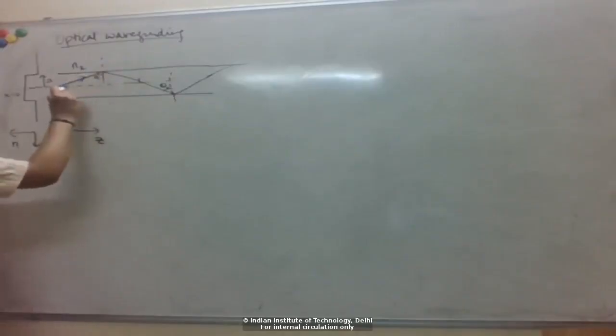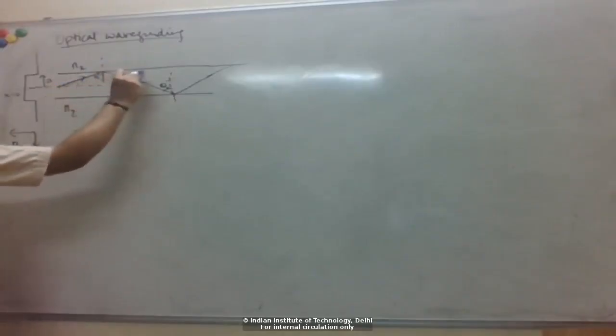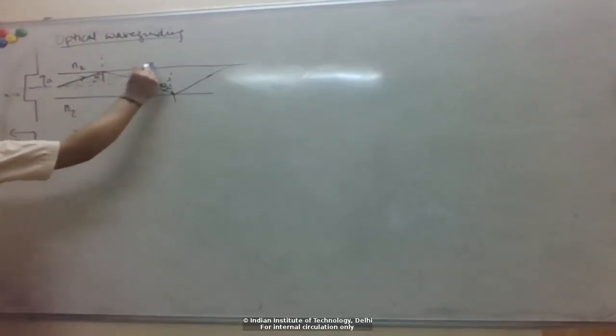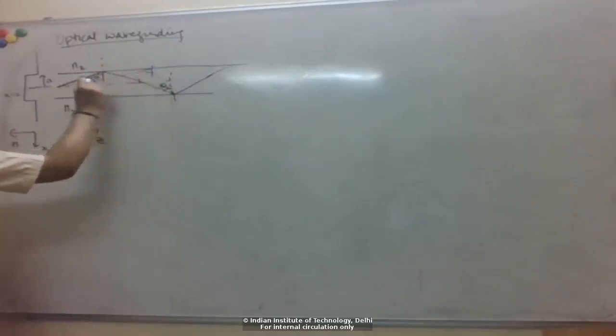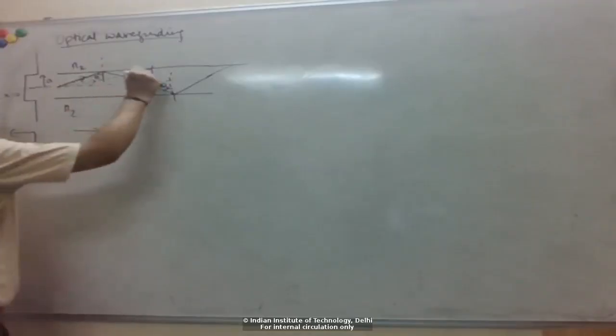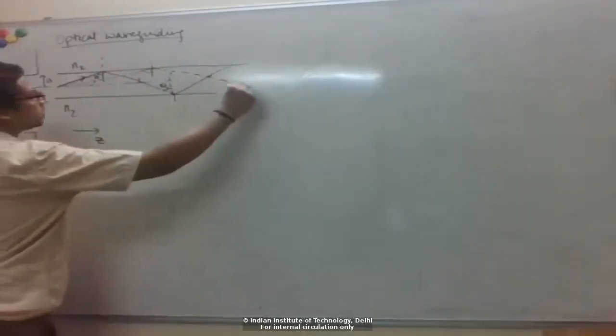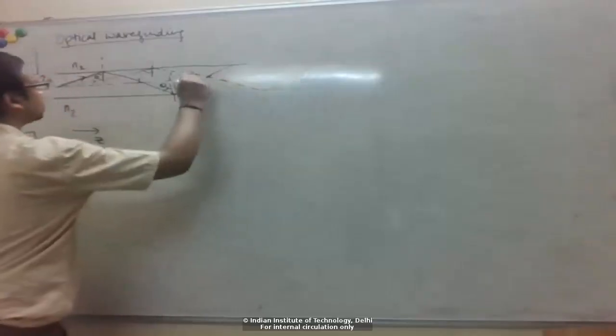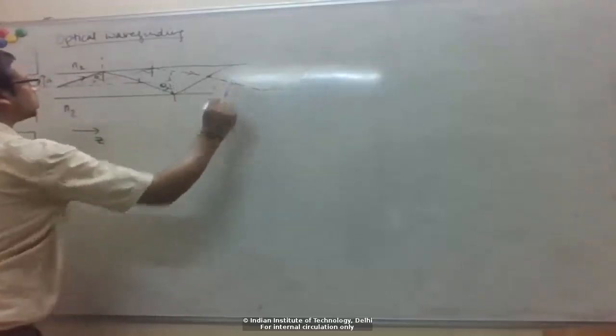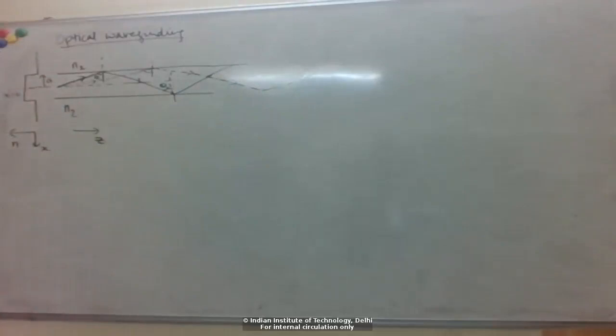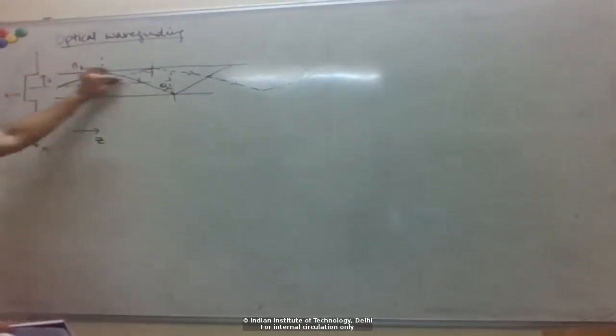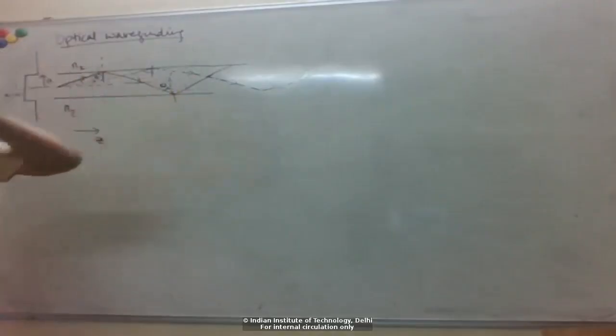Right, but rays like this, which have a smaller angle with the axis, which go like that, here this angle is of course definitely greater than theta c. So these rays are guided, right? So you can see that there's a cone of half angle theta c, and rays within that cone with respect to the axis are guided.